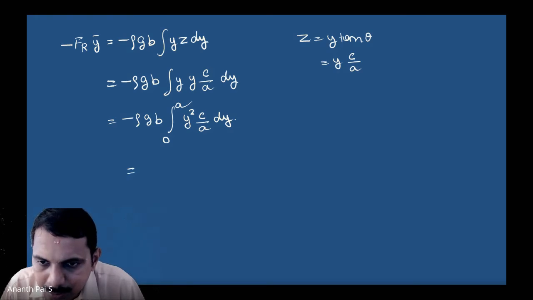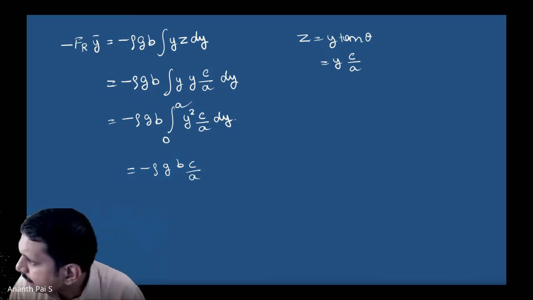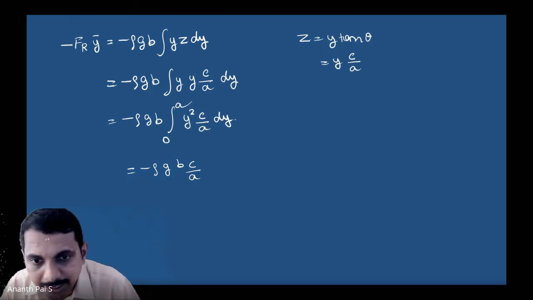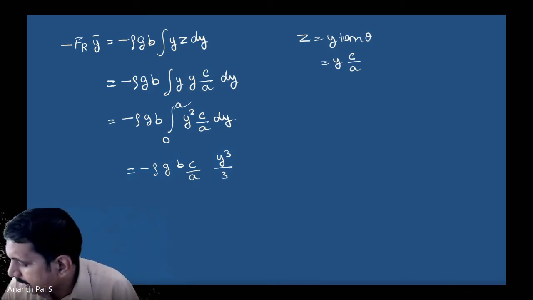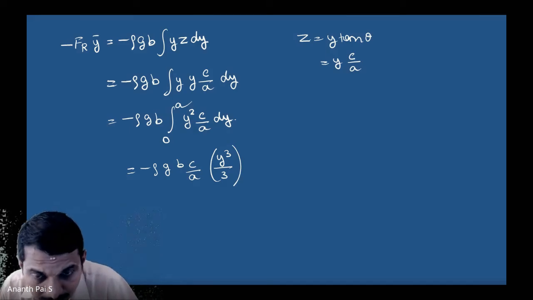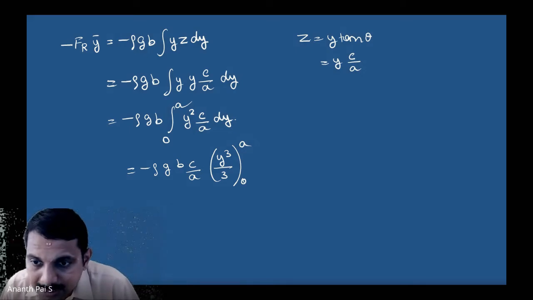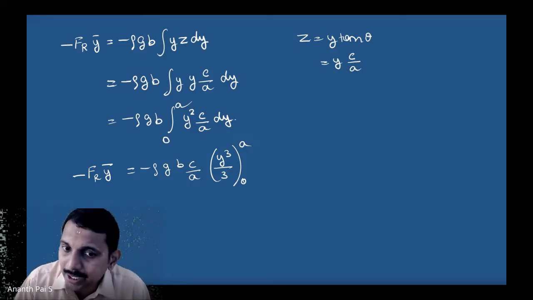This becomes minus rho G into B. When we integrate y square, C by A I will take outside. So when you integrate, what will you get? You get y cube by 3, correct? You get y cube by 3 into, we have 0 to a, correct? So this minus FR into y bar is equal to rho g BC by a into y cube by 3.